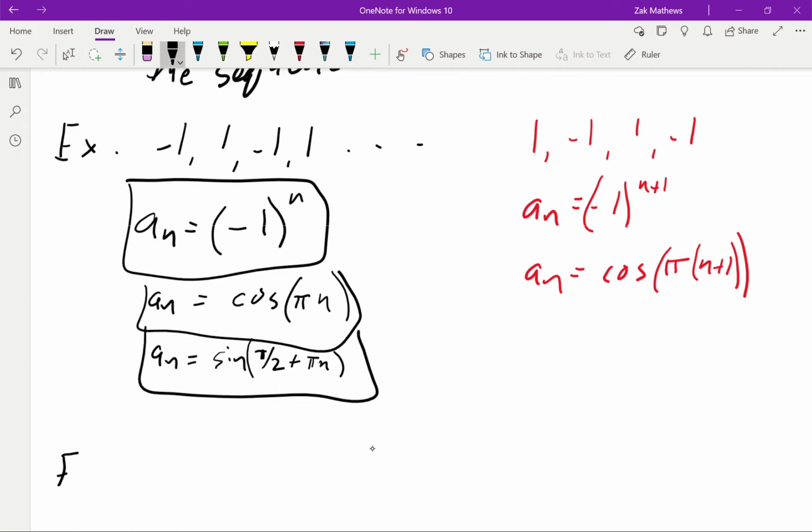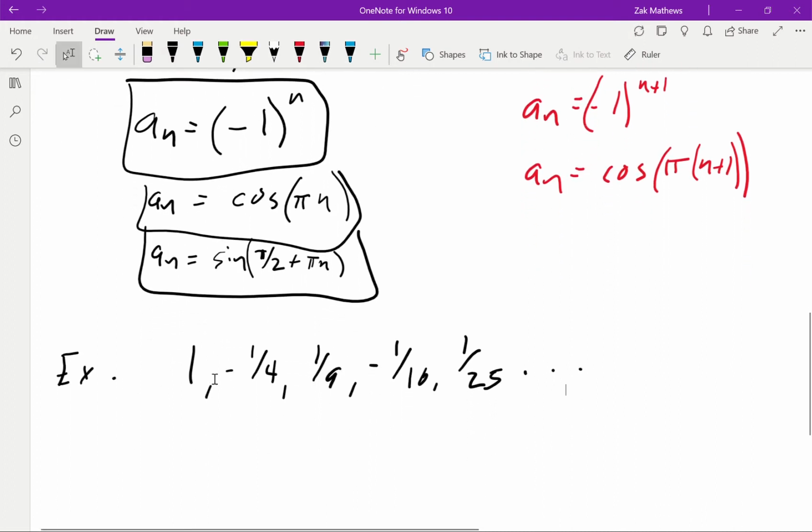Let's take a look at another example. Let's do this time 1, negative 1/4, 1/9, negative 1 over 16, 1 over 25. And so hopefully you're already picking up on a few of the rules that we've used already. I see that those signs are alternating, so I can use a very similar trick to what we did here. What we notice about the denominators is there are those 1, 4, 9, 16, 25. Same thing we saw in that first example where they're just perfect squares.